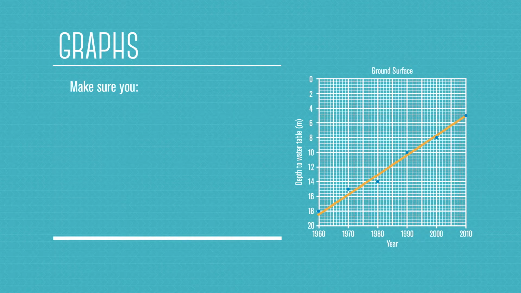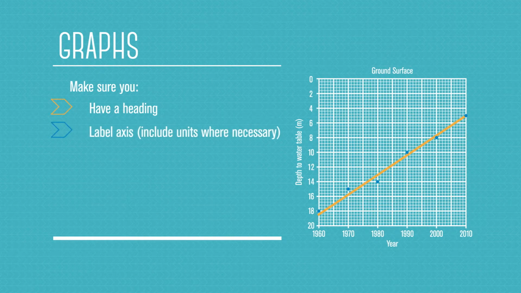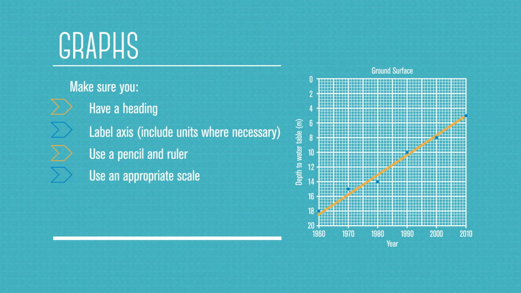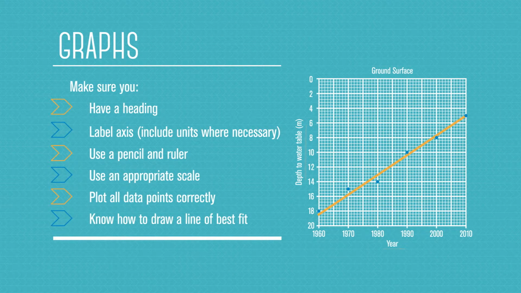Now, when constructing a graph, make sure that you have a heading, that your axes are labelled and include units where necessary. You use a pencil and a ruler, that your axes have appropriate scales, that you plot your data points correctly, and you know how to draw a line of best fit.